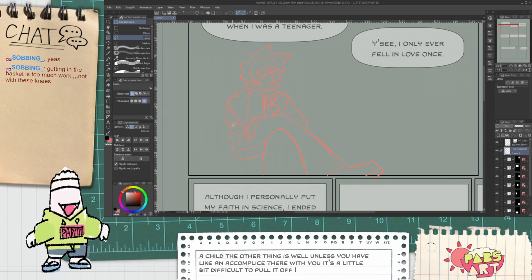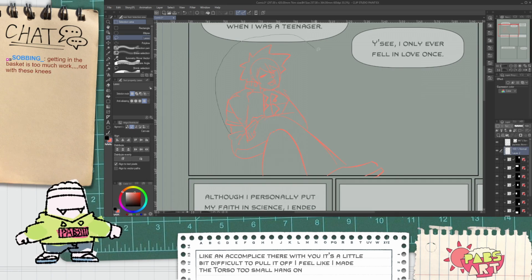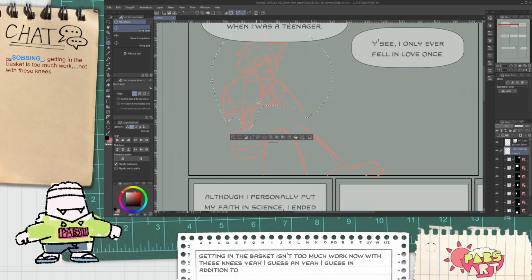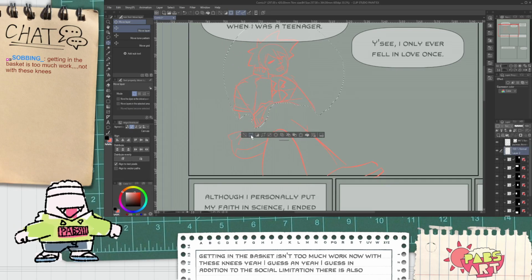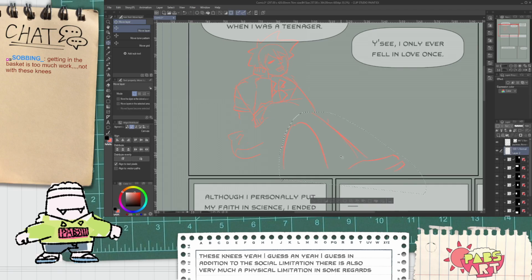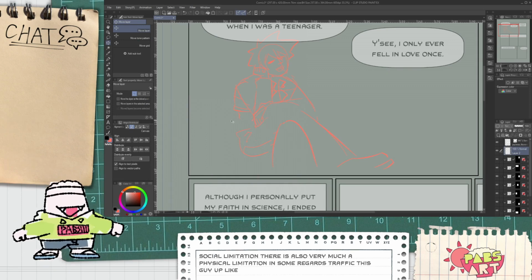I feel like I made the torso too small. Hang on. Getting in the basket is too much work. Not with these knees. Yeah, I guess in addition to the social limitation, there is also very much a physical limitation in some regards. Chopping this guy up like he's some kind of Exodia piece.